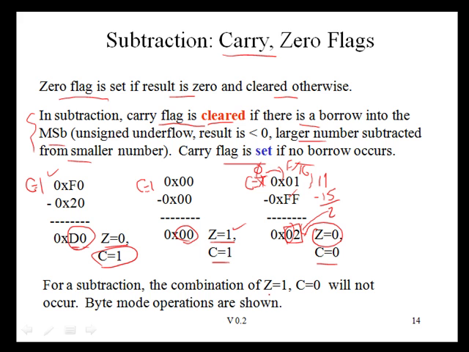For a subtraction, the combination of z equal 1 and z equal 0 cannot occur, because for the z flag to be set would mean that the two operands are equal, which would not produce a borrow, which would mean that this would be a 1 and not a 0. So this combination for the subtraction operation cannot occur.